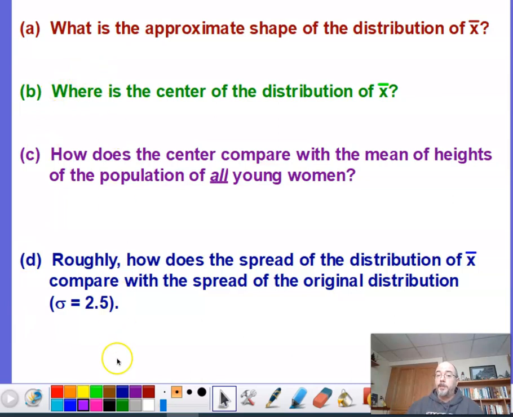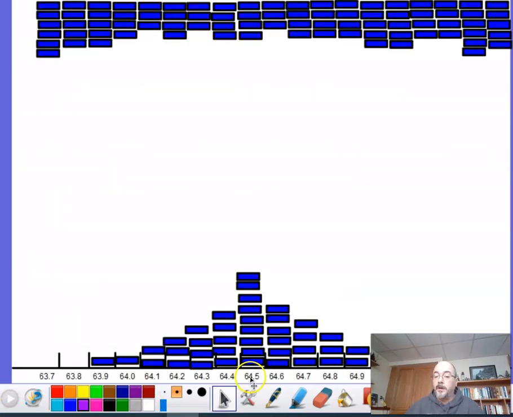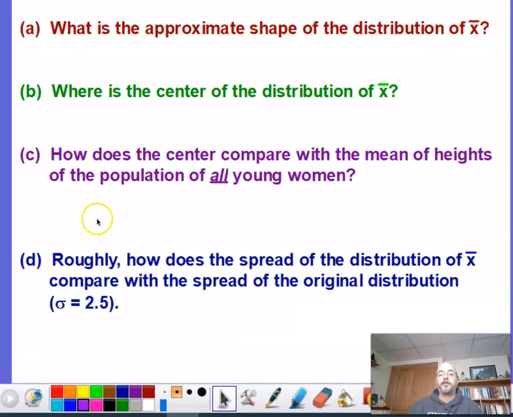So what is the approximate shape? Well, it's approximately normal, right? Where's the center? The center is around 64.5, which is what the population is saying. How does the center compare with the mean of the heights of the population of all young women? It's approximately the same. Remember, we're not saying it's exactly the same, we're saying approximately.